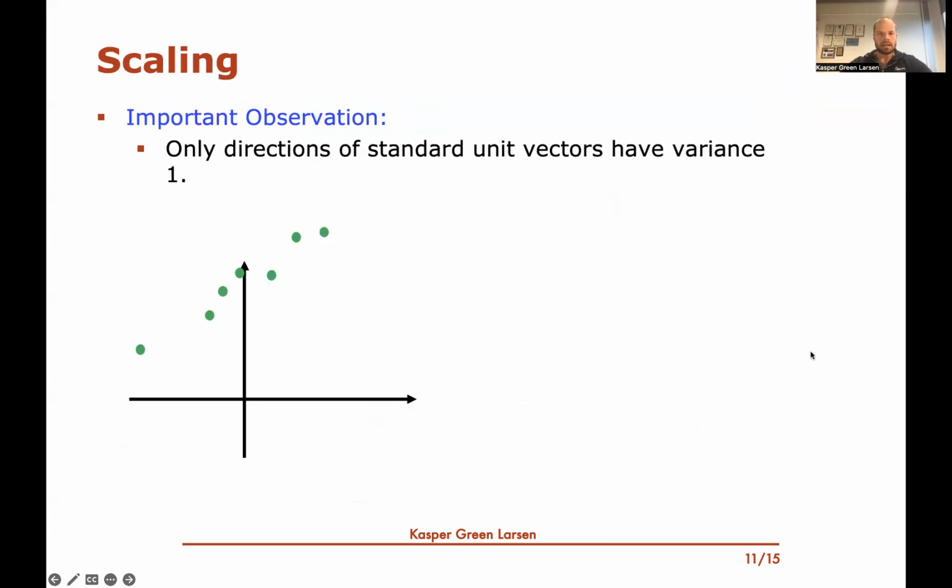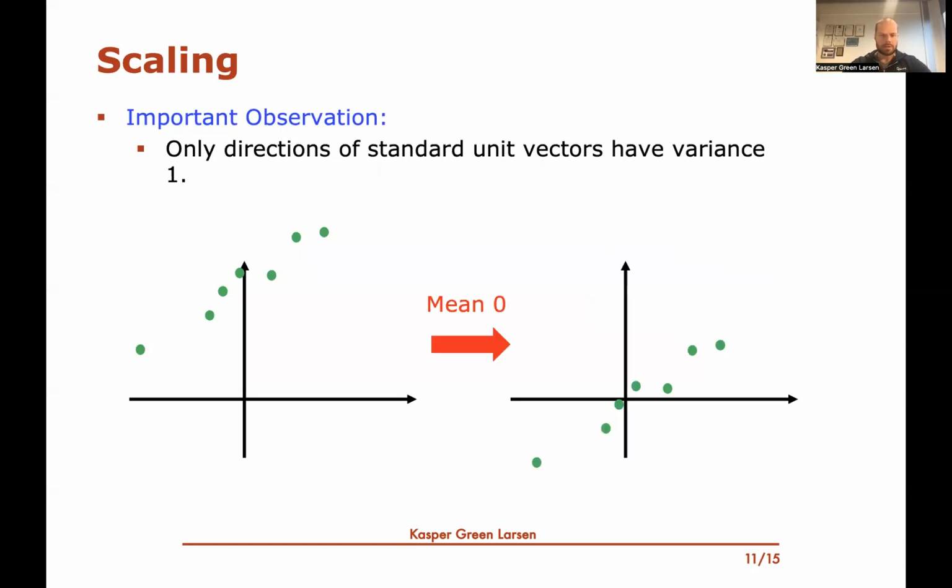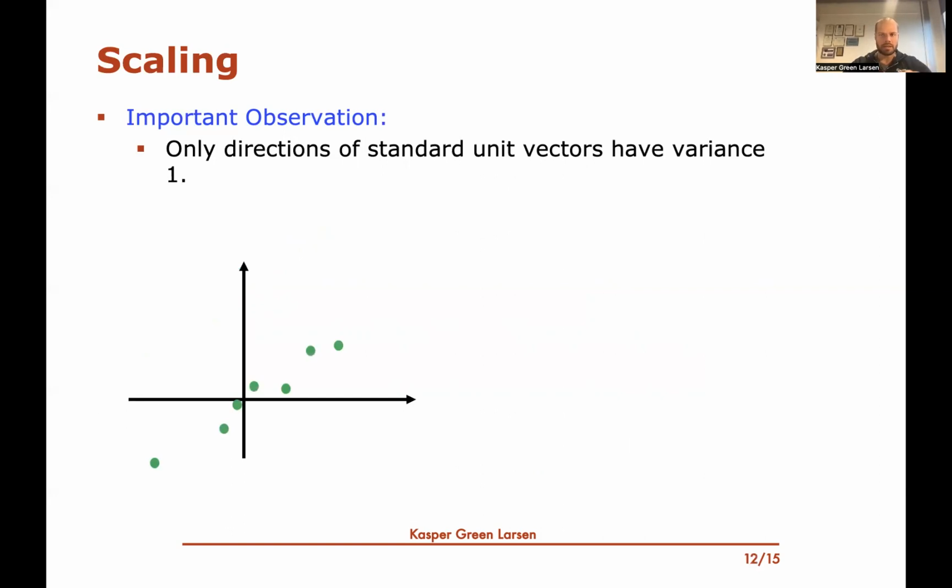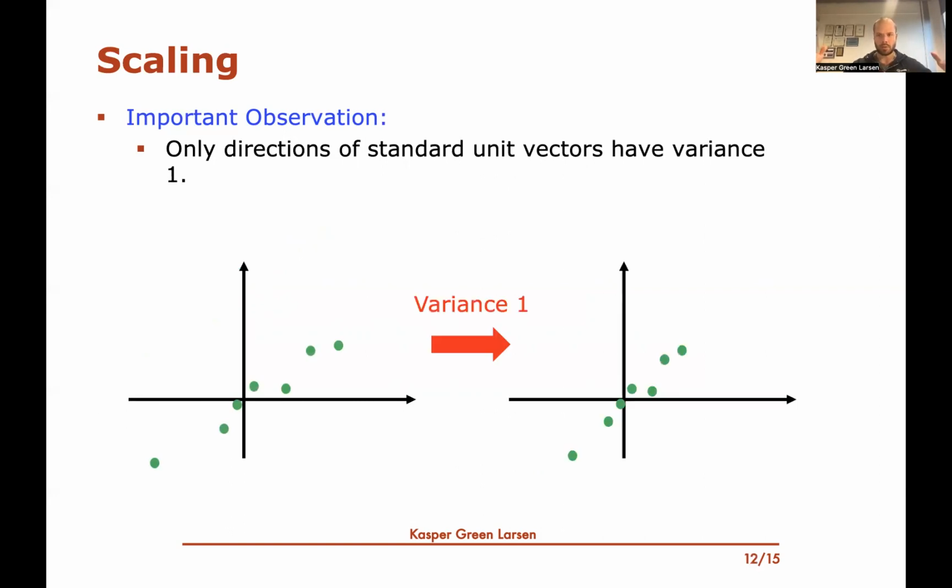Okay, so maybe one thing that's worth mentioning here, just as a sanity check, is that when we set the variance to 1 and the mean to 0, only the directions of the standard unit vectors actually have variance 1. So why is this important? Let me try to explain. First of all, the first transformation we did to the data was to make the mean 0. And then once the mean was 0, we set the variance to be 1. So we kind of shrink it in the X and Y direction and scale it in the right way so that the variance is also 1.